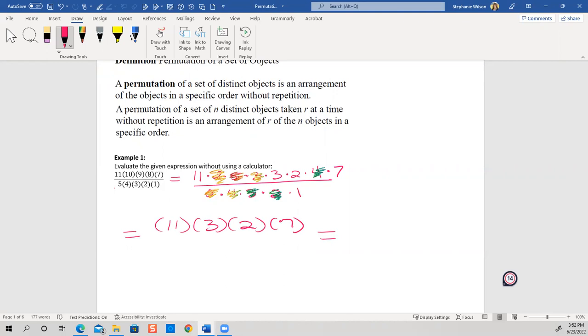So now I have 11 times 3 times 2. That's going to give me 66 times that 7. And 66 times 7, which is 462. That's my answer.